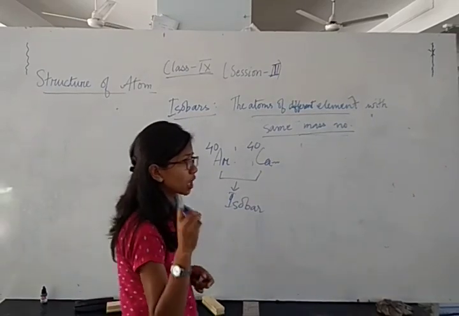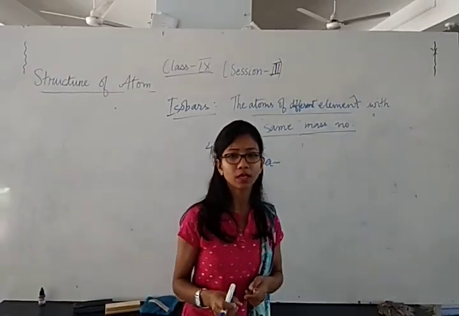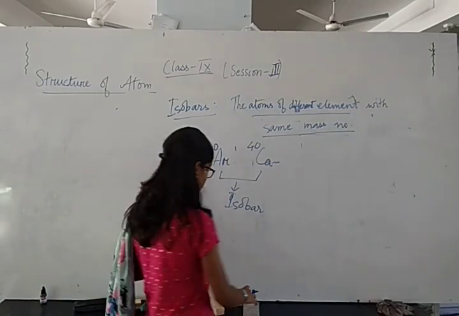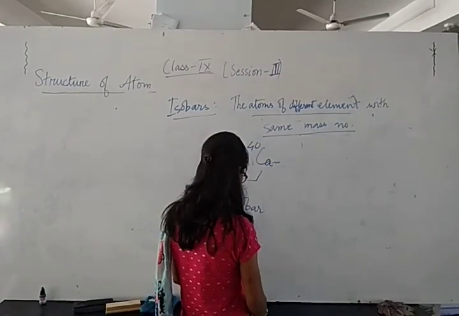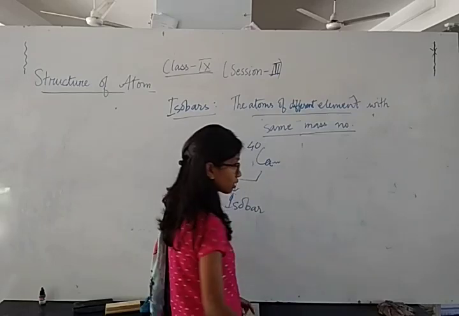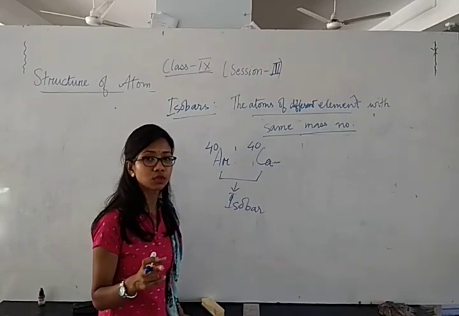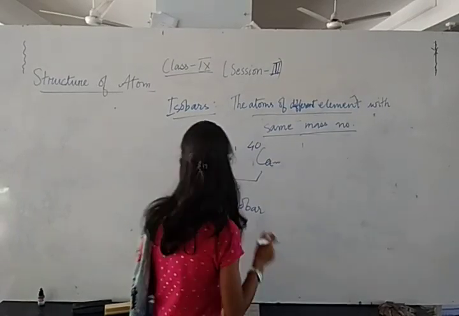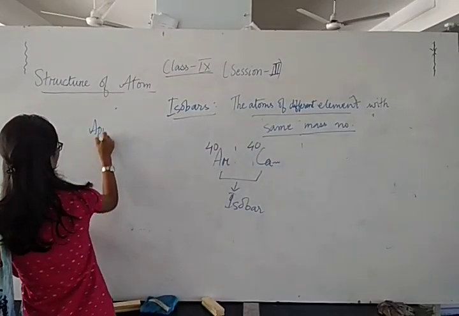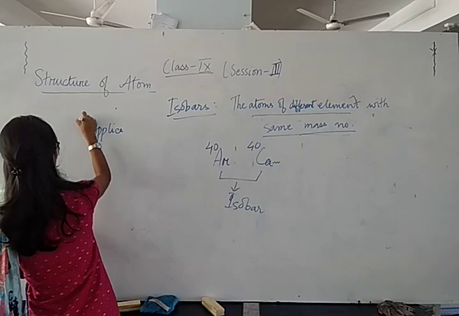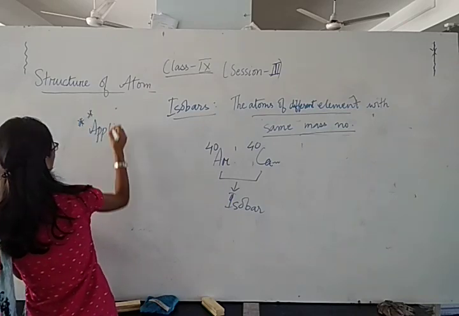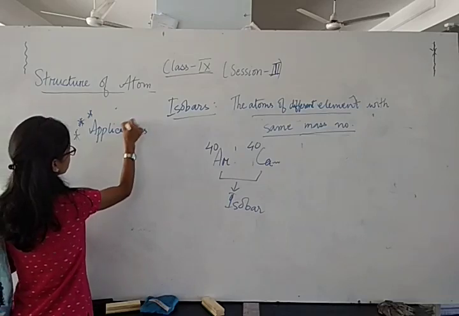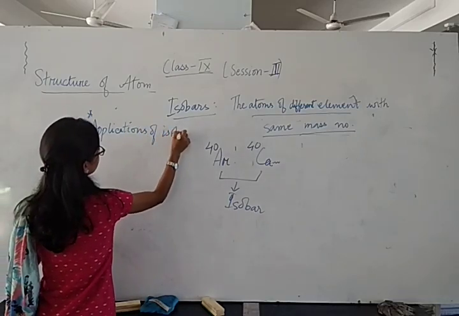These isotopes are used for different applications, like in medical science and in radioactivity. You can see an isotope of uranium. The question comes as "give applications of isotopes." You can write it from the book. This is a very important question, very important. I am giving 2-3 stars here. Applications of isotopes.